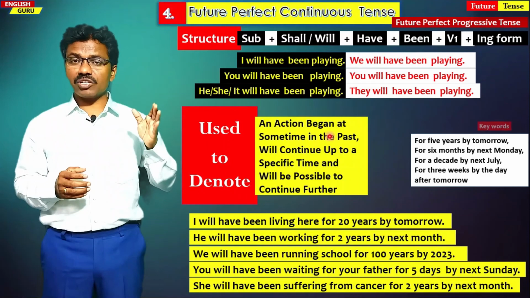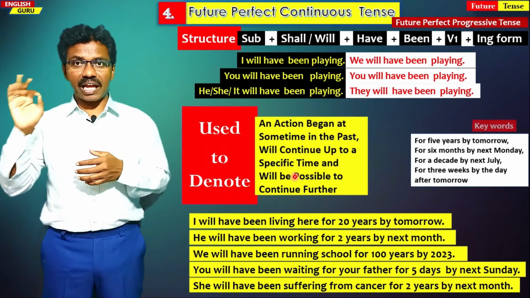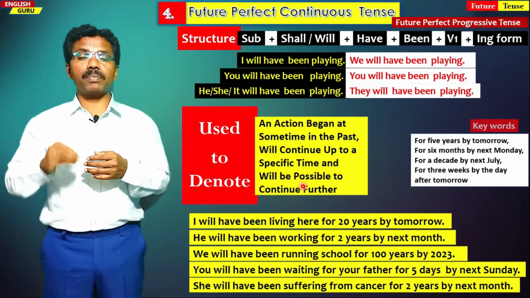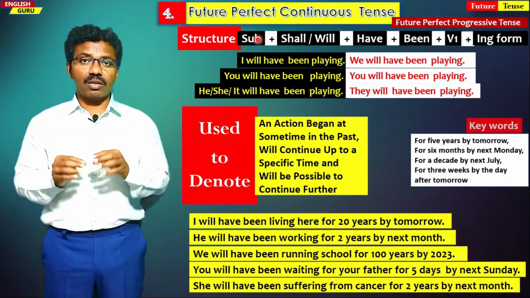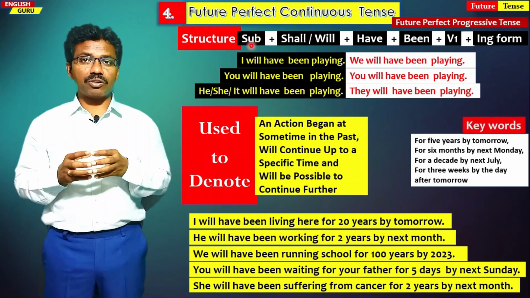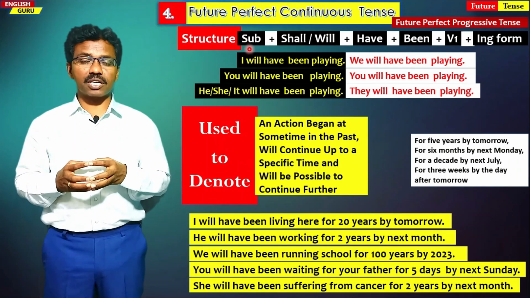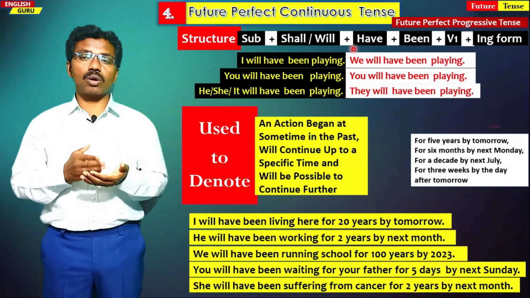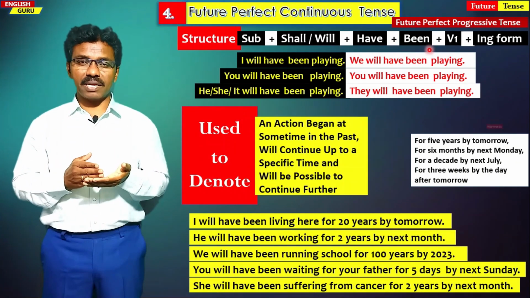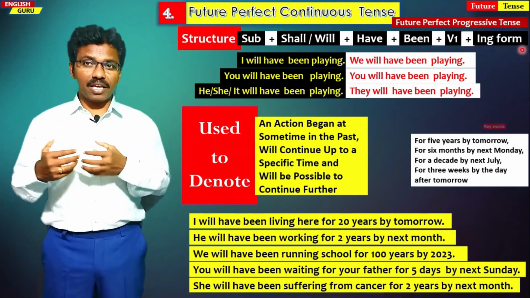So when an action began at some time in the past, will continue up to a specific time in the future, and there may be possibility of continuing further also, when this is the case, the future perfect continuous tense is used, and the structure of the future perfect continuous tense is subject plus shall or will plus have plus been plus verb 1 plus ing form.